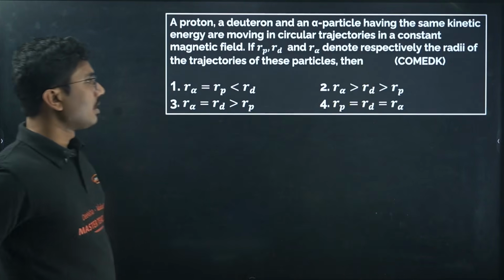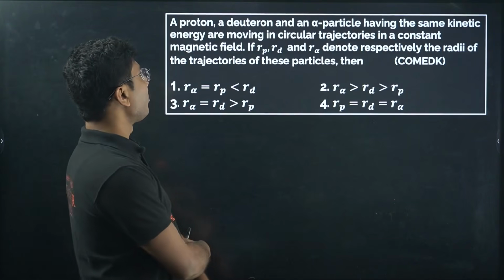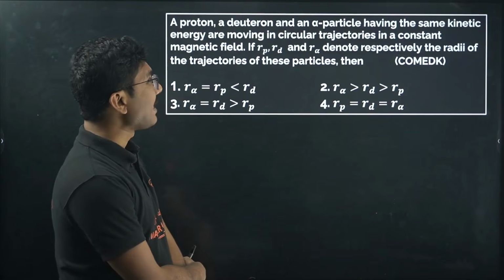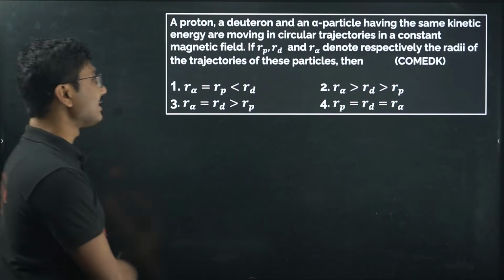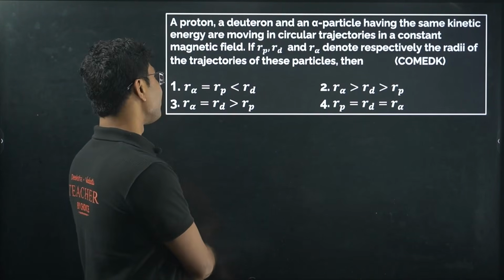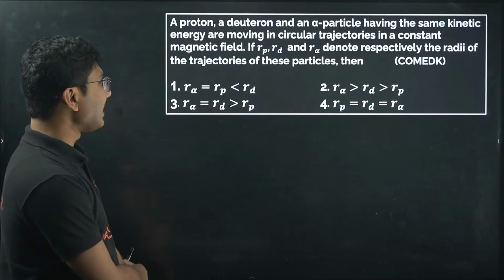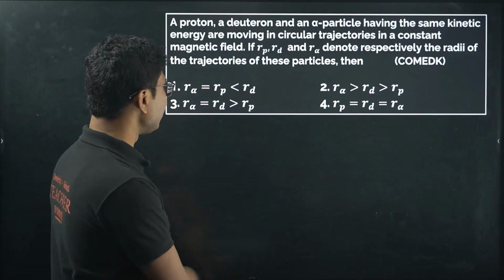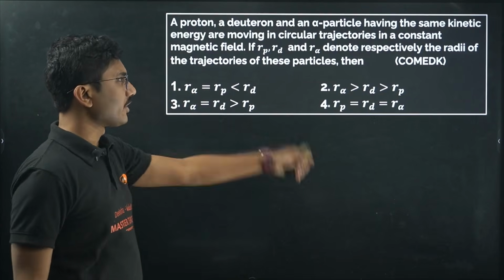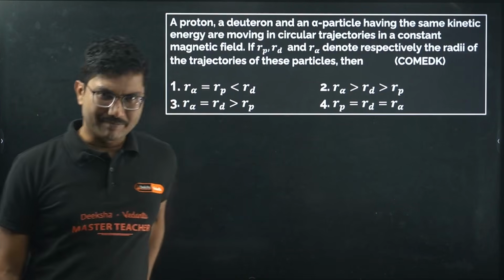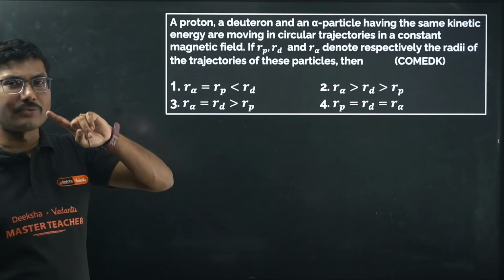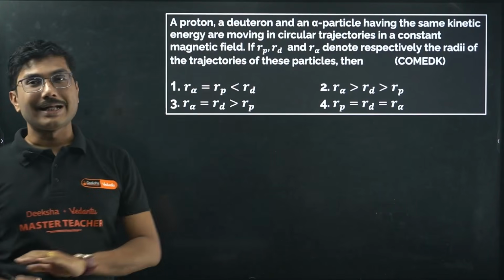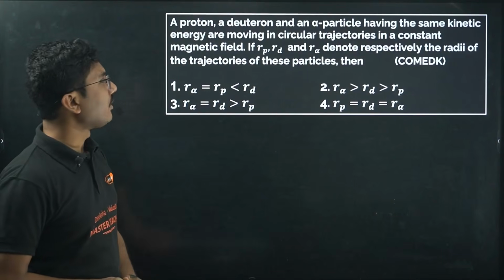Okay, let's move on. One question: a proton, a deuteron and an alpha particle having the same kinetic energy are moving in circular trajectories in a constant magnetic field. If Rp, Rd and R alpha denote respectively the radii of the trajectories of these particles, then which relation is correct? This came in the COMEDK exam, not in KCET. In KCET there was one question, proton and alpha particle. In COMEDK they have added one more, that is deuteron.